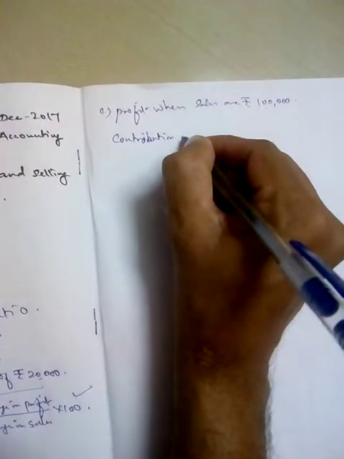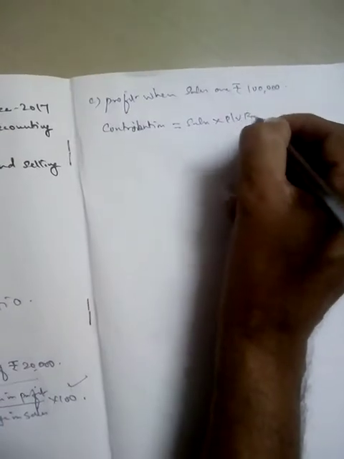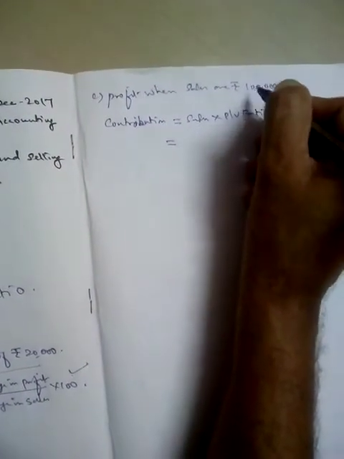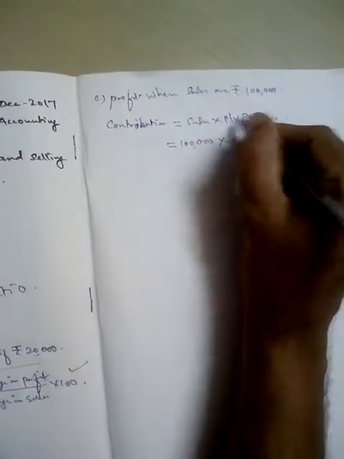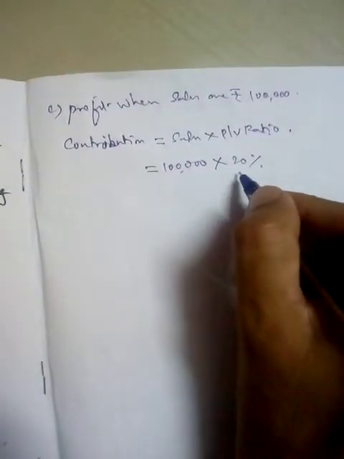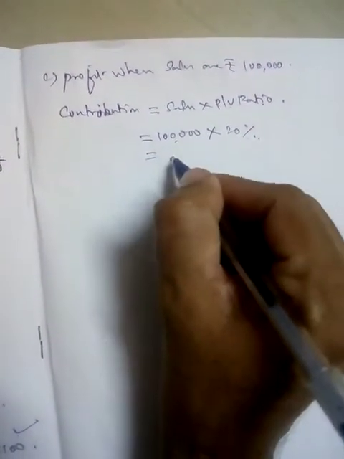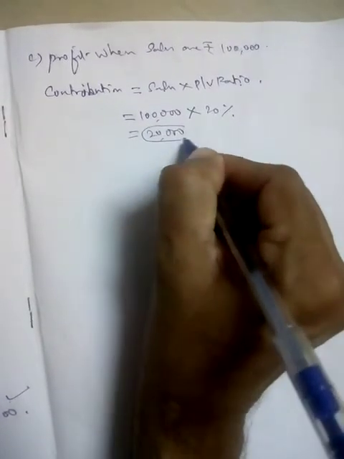Contribution equals sales into PV ratio. So here in this, sales is 1 lakh into PV ratio. What PV ratio? We found here that it's a 20% PV ratio, that you have to use. So 20% of 1 lakh, if you calculate that, you may get 20,000 as the contribution.